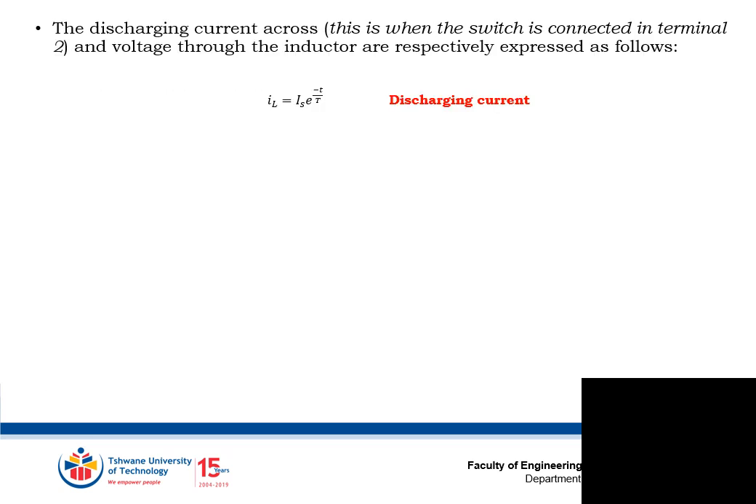The discharging current, this is when the switch is connected in terminal 2, and the voltage through the inductor are respectively expressed as follows. I is equals to Is e to the power minus t over tau. This is the discharging current. And then the discharging voltage, V, would be equals to Vt open bracket 1 minus e to the power minus t over tau close bracket.